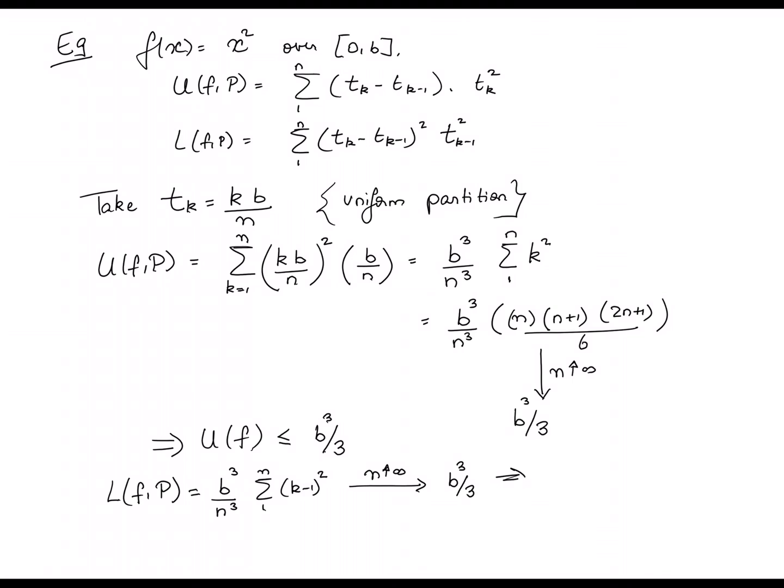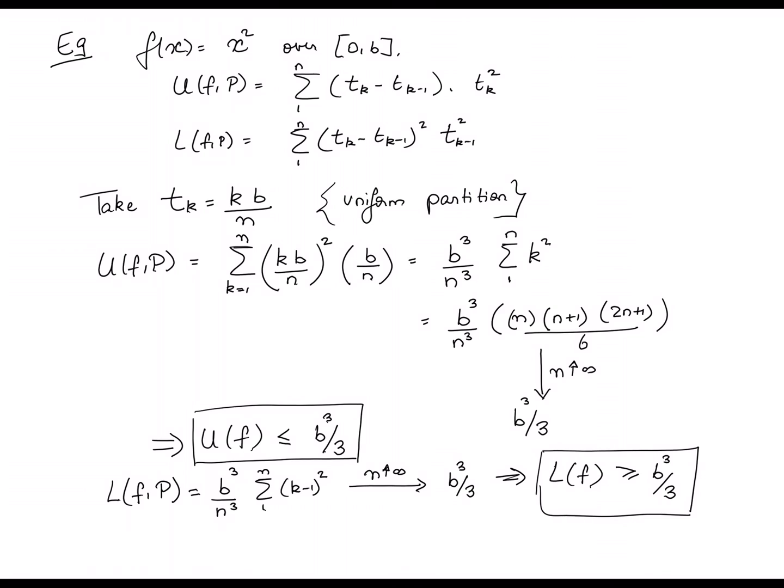So my second conclusion is that L of f, the lower Darboux integral, which is the supremum, remember, of all lower Darboux sums, is going to be greater than or equal to b cubed by 3. Now if I combine these two observations, that U of f is less than or equal to b cubed by 3, L of f is greater than or equal to b cubed by 3, and the fact that U of f is greater than or equal to L of f, one concludes that the values of U of f and L of f must both be b cubed by 3.